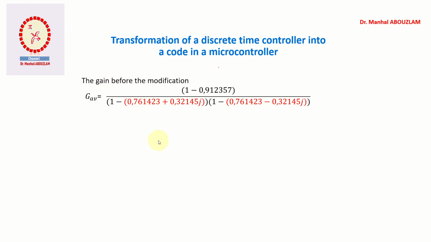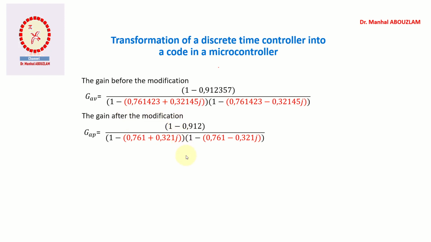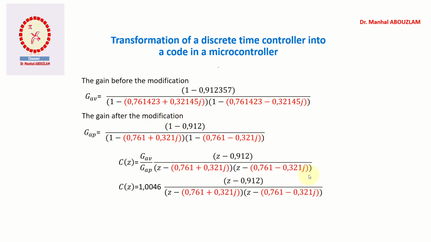Now we correct our gain. So we calculate the gain before the modification and the gain after the modification. So we can find our final transfer function after the modification. Okay. Now for numerical application, we don't have to leave this transfer function with complex numbers. So we multiply these two polynomials of degree 1, and we obtain here a polynomial of second degree.